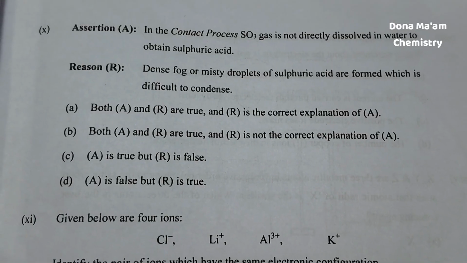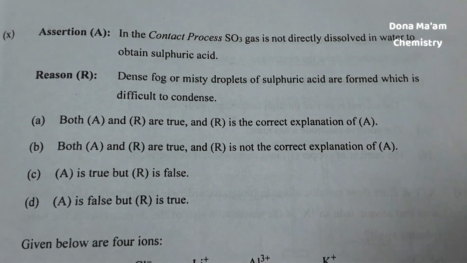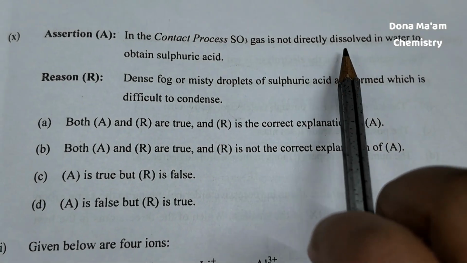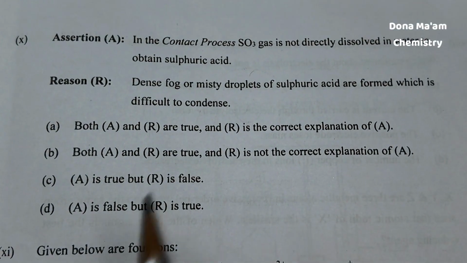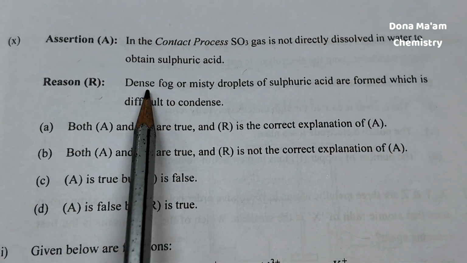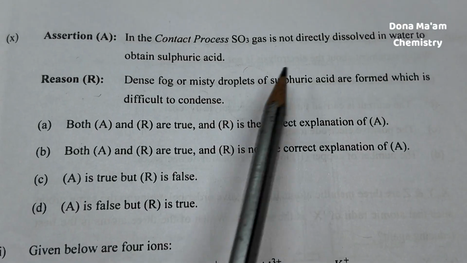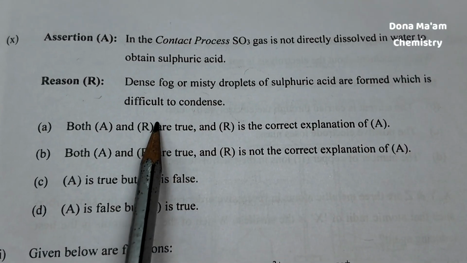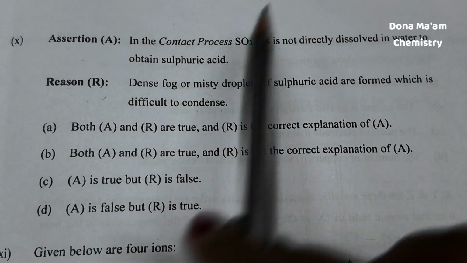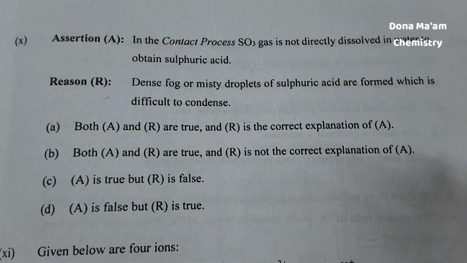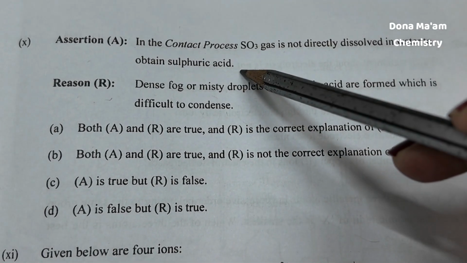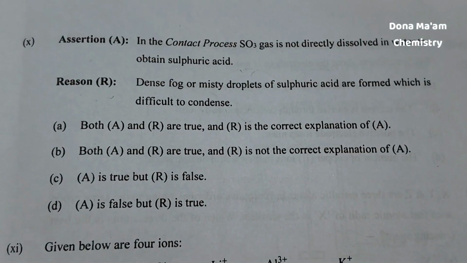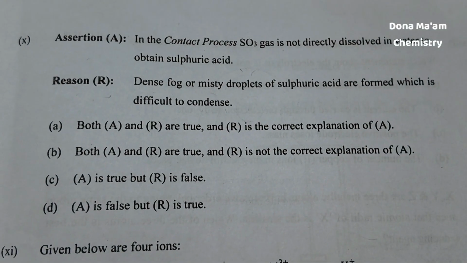Question number 10 of MCQ. In the contact process, SO3 gas is not directly dissolved in water to obtain sulfuric acid. Absolutely correct. And the reason they state is that dense fog or misty droplets of sulfuric acid are formed, which is difficult to condense. Yes, we all know that SO3 gas cannot be directly dissolved into water to form sulfuric acid, though it looks easy that SO3 plus water gives H2SO4.